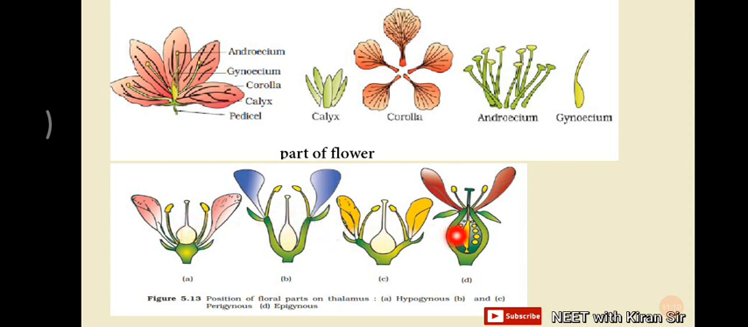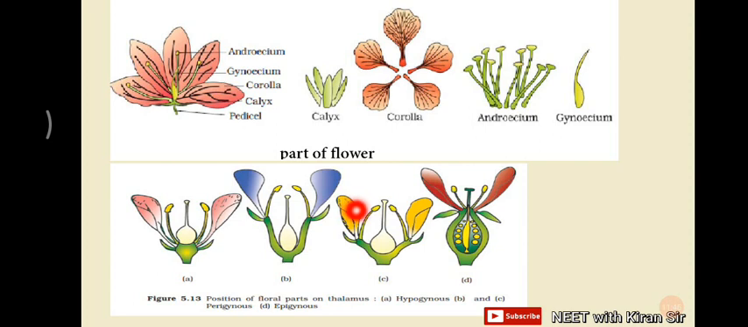Then in case of epigynous, what will happen here? Look at the position of the ovary. It is completely at the base, that is inferior, where all the floral parts appear above the ovary. Hence it is called epigynous. Don't get confused: hypo means below, epi means above. Here we are talking about the growth of the other floral parts. If it is below the ovary, hypogynous. Hypo means below, gynous means ovary. If it is above the ovary, that is called epi, meaning above, gynous meaning ovary.